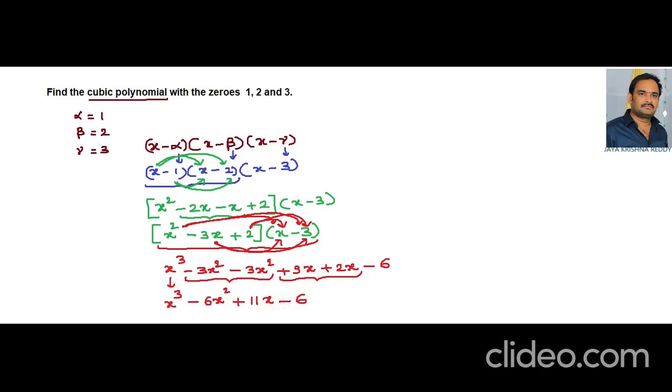So this is the required cubic polynomial. This is the required cubic polynomial, which is having zeros at 1, 2, 3.